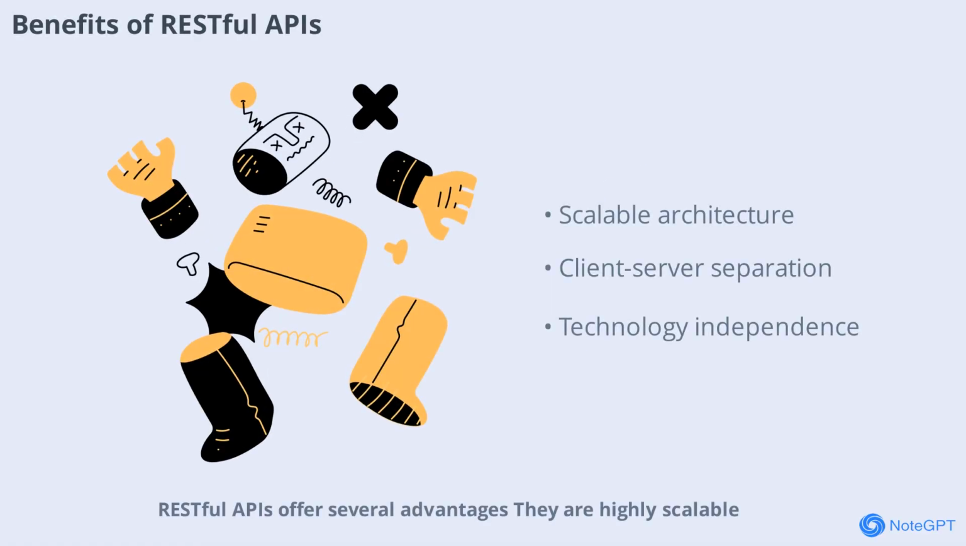APIs offer several advantages. They are highly scalable, as statelessness reduces server load. Their client-server separation allows different components to evolve independently, and their technology independence means you can use any programming language for the client or server. These features make RESTful APIs ideal for modern, distributed web applications.